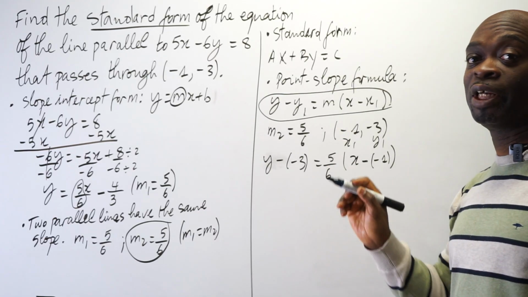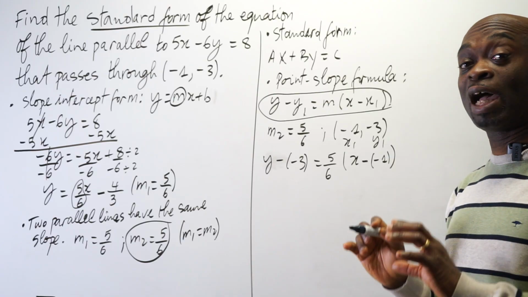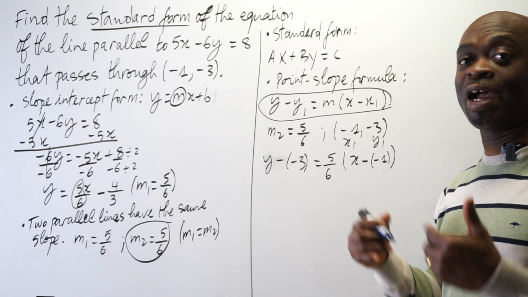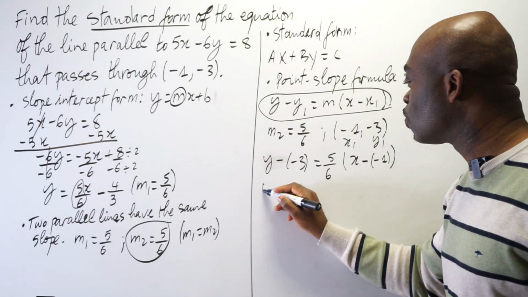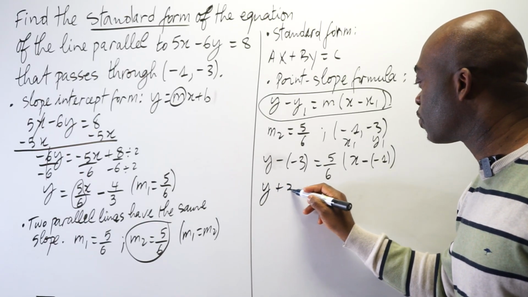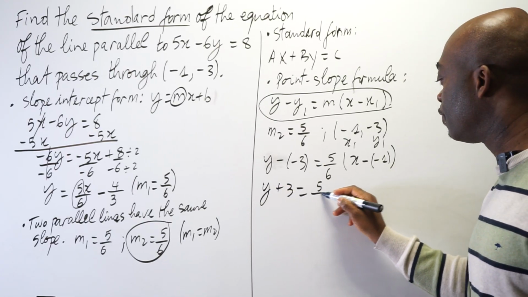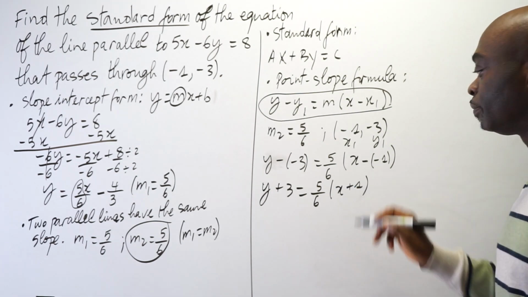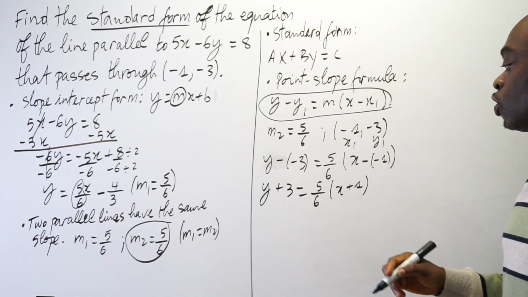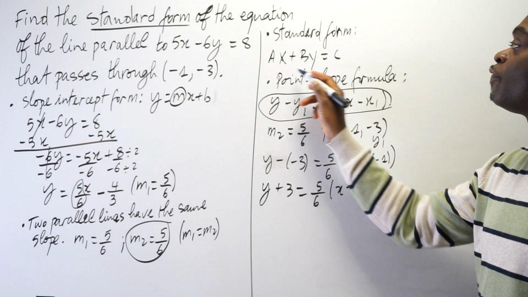Okay, so you always got to be careful, okay? Because a lot of times if you don't have the formulas in front of you, you have to carry that in, and that's what I have in there. So that is y equals to what? y plus 3 equals to what? 5 over 6 times x plus 1. Okay?